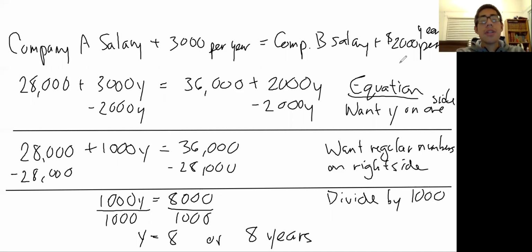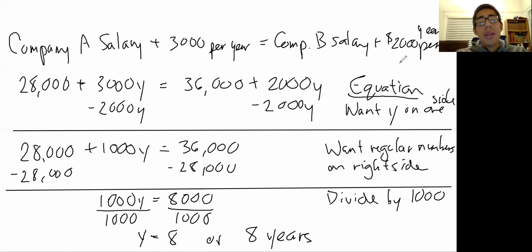So here, why don't we go ahead and put it into an equation, right? We're going to have to write our equation. We have $28,000 a year, which is Company A's salary, plus the $3,000 a year raise. And if you notice, I'm going to make y the same as years, which is why I have 3,000y, because 3,000 is going to multiply by y, right? If she's only working for 3 years, right? 3 times 3,000 plus her salary is going to be her full salary, right? So 28,000 plus 3,000y is equal to 36,000 plus 2,000y.